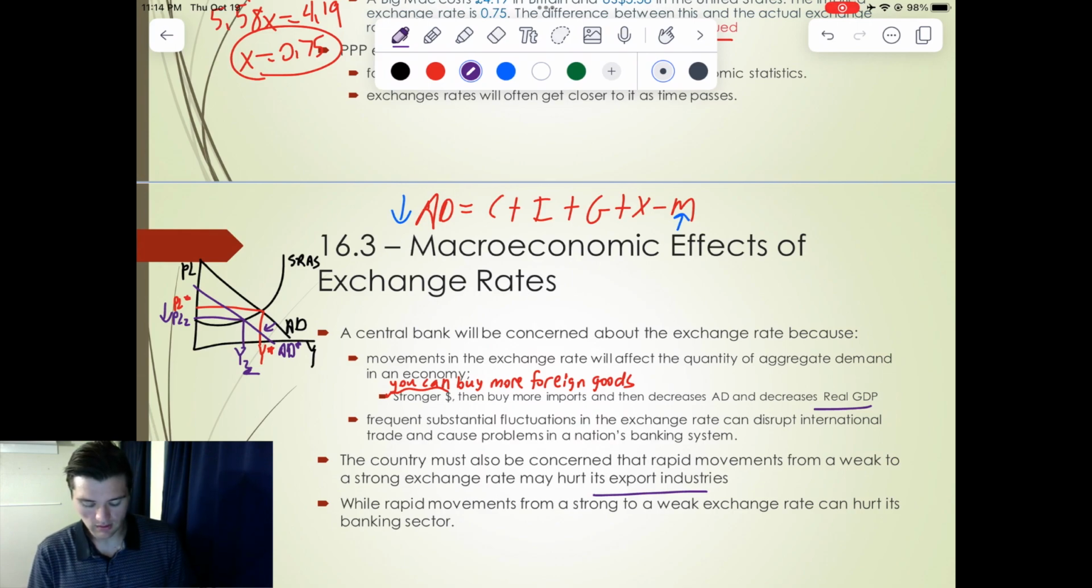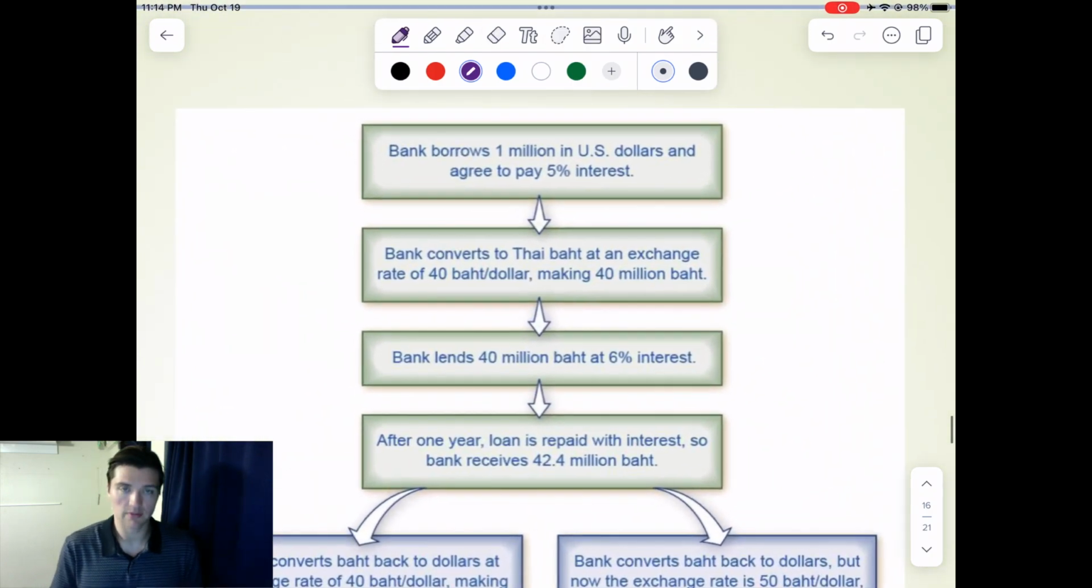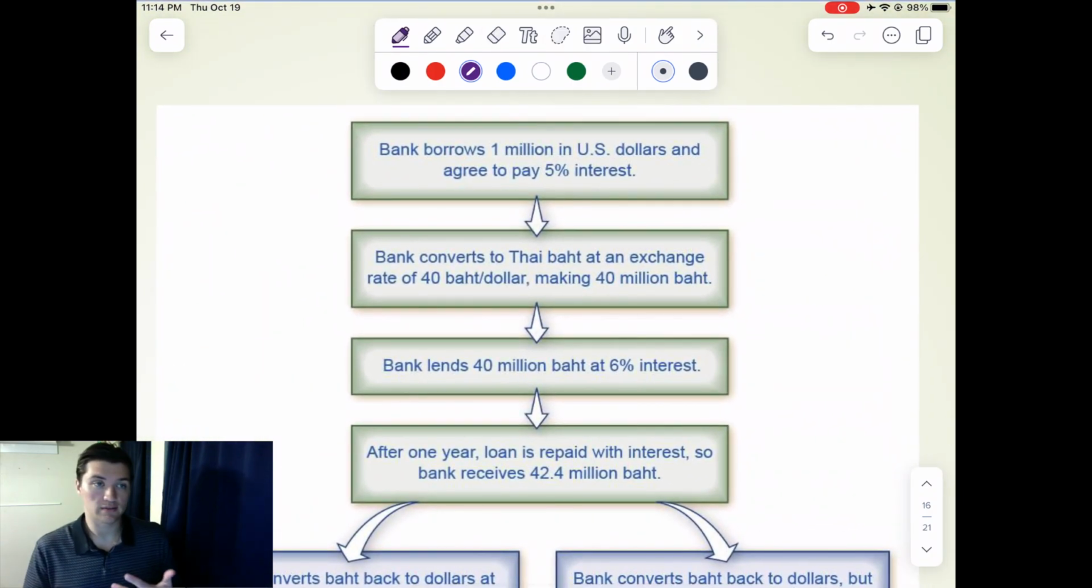Basically, here's how it goes. You can borrow money from other banks, use the exchange rate, and then pay it off later with the other currency. So this is the story of how this is going to go. A bank borrows $1 million in US dollars, and they agree to pay a 5% interest rate. The bank is going to take this $1 million and convert it to the Thai baht at an exchange rate of 40 baht per dollar.